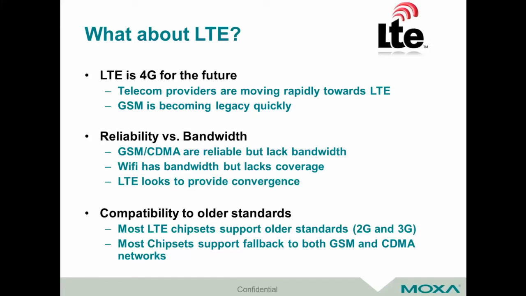And the reason for this is because, as we put more and more devices, with the Internet of Things, onto these cellular networks, the need for increased bandwidth across those networks has definitely grown. And GSM and CDMA are very reliable. They've been around for a long time, but they really lack the bandwidth needed to get this many devices onto the air.